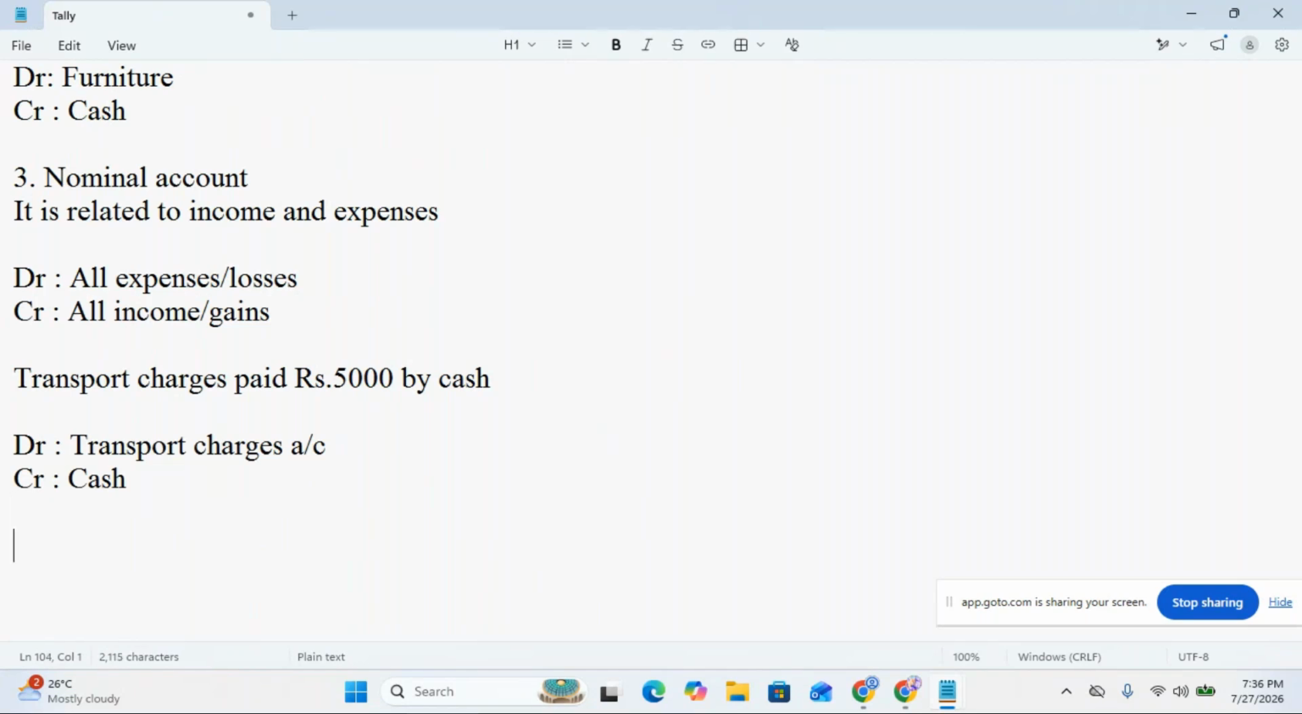Okay, I'll take one more example. Commission received rupees 7,000 by cash. Now tell me what is debit, what is credit. Cash account debit, commission received account credit. Yes. So here debit is cash account and credit is commission received account.